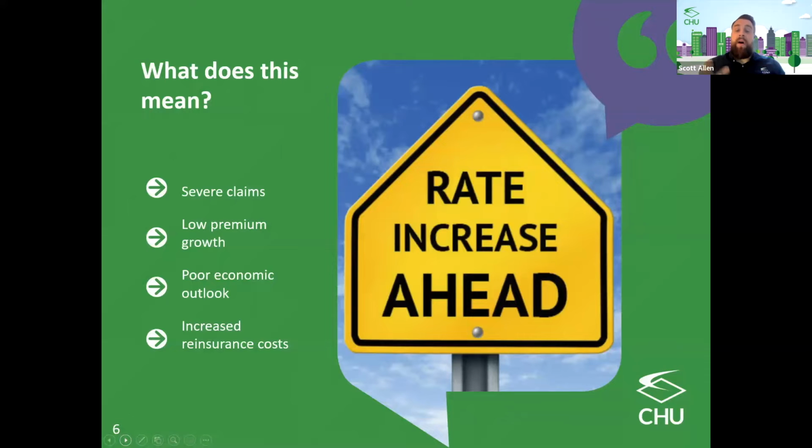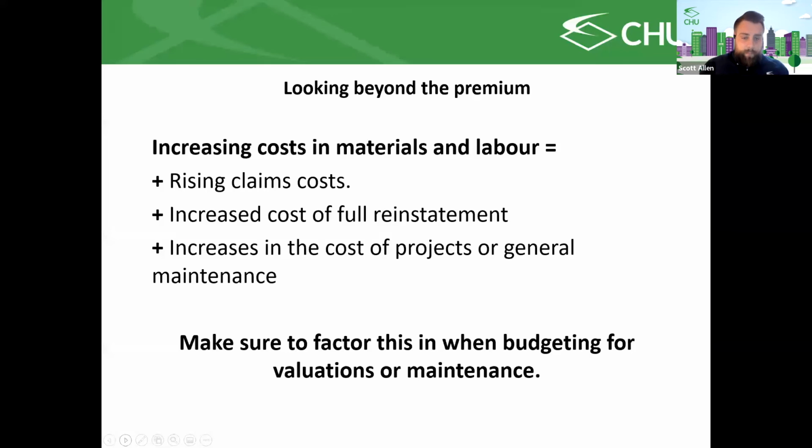So all of this combined just means rate increase ahead, and an increase in either your premiums going up or insurers being more picky about what they will insure and your options shrinking, unfortunately. And if we look beyond the premium, part of the reason I put this in here is those material costs are really, really dramatic. And that means a bunch of things. It definitely means increased claims costs, as we've already talked about, but it also means that the cost to rebuild your building is going to increase dramatically too.